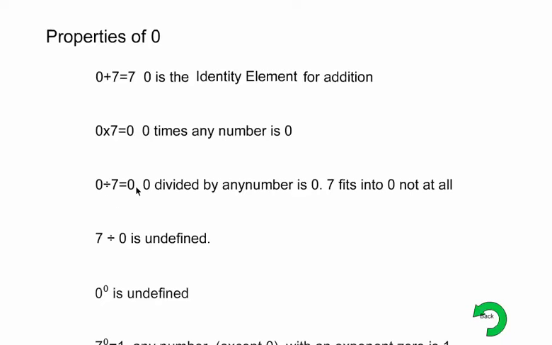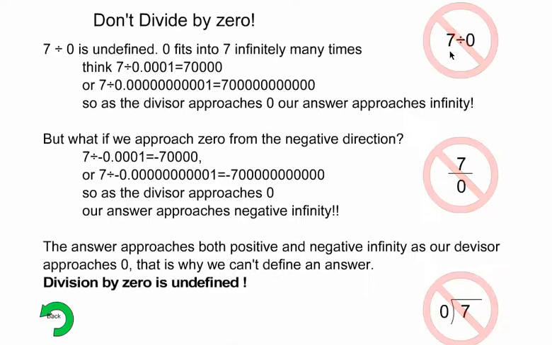0 divided by 7 is 0. 0 divided by any number is 0, except the number dividing can't be 0. That means 7 fits into 0 not at all. 7 does not fit into 0, so it fits in 0 times. But 7 divided by 0 is undefined. Division by 0 is undefined. That's the biggie. If you have 7 divided by 0, you have division like this, don't do it. You just can't do it. Don't divide by 0. 7 divided by 0 is undefined.